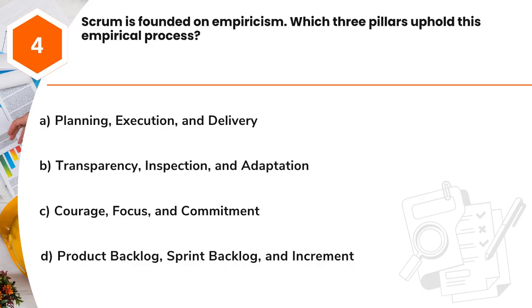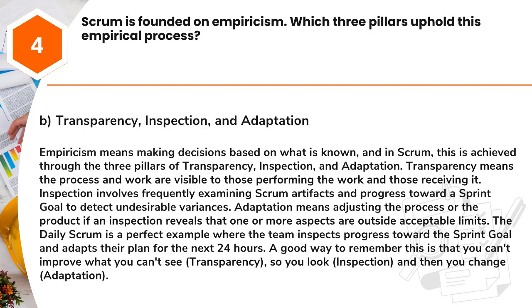A. Planning, execution, and delivery. B. Transparency, inspection, and adaptation. C. Courage, focus, and commitment. D. Product backlog, sprint backlog, and increment. Answer. B. Transparency, inspection, and adaptation.